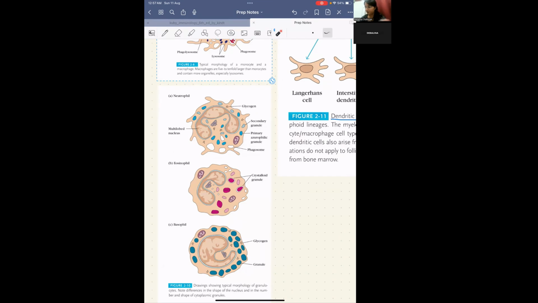So the shape of the nucleus for the neutrophils is a multi-lobed nucleus. That's another feature of distinction between the cells. The eosinophils feature a bilobed nucleus, whereas the nucleus in basophil is almost encompassing the entire cell volume and is in the shape of a horseshoe or a kidney bean shape.